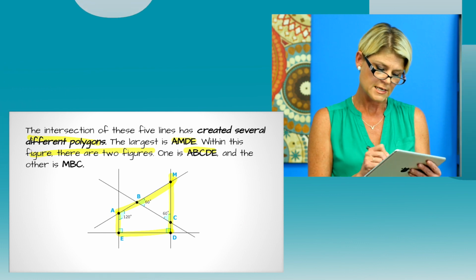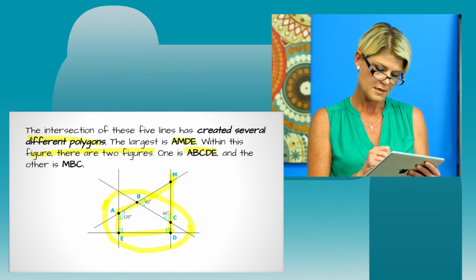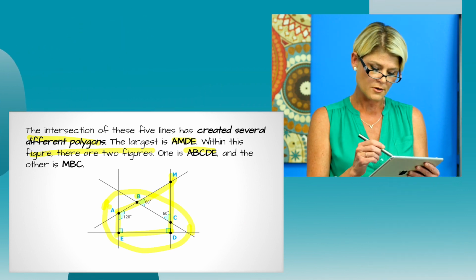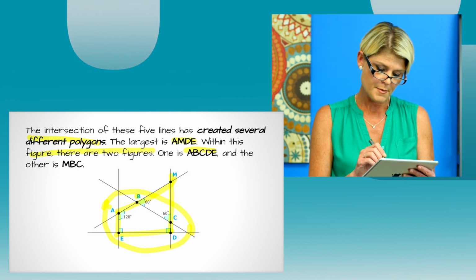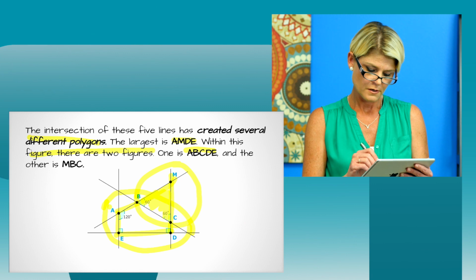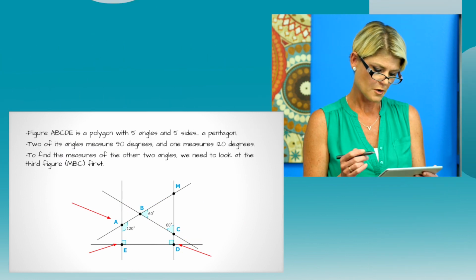There's ABCDE, kind of looks like a house, like a side of a house, A, B, C, D, E. And also there's a triangle. Did you find the triangle? M, B, and C. There's a triangle right here. So we have 2 shapes within that one big shape. Okay.